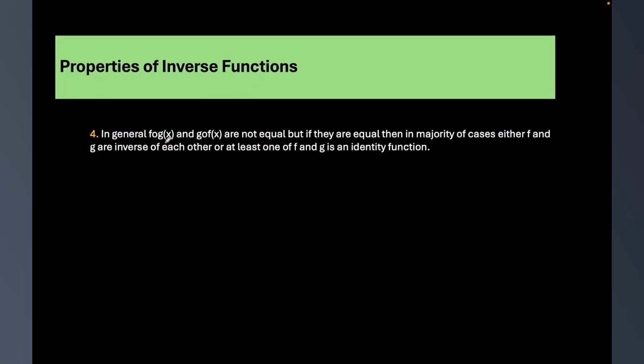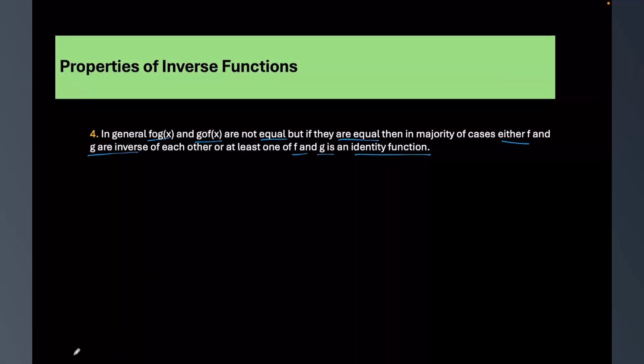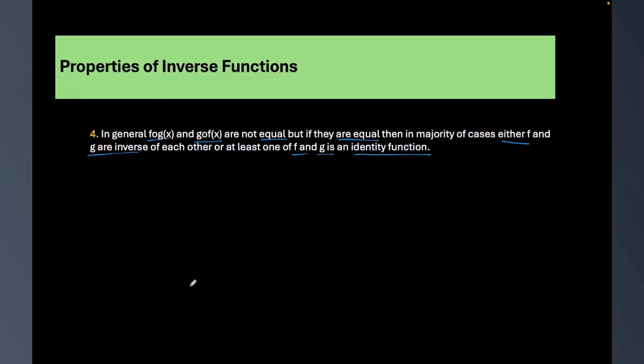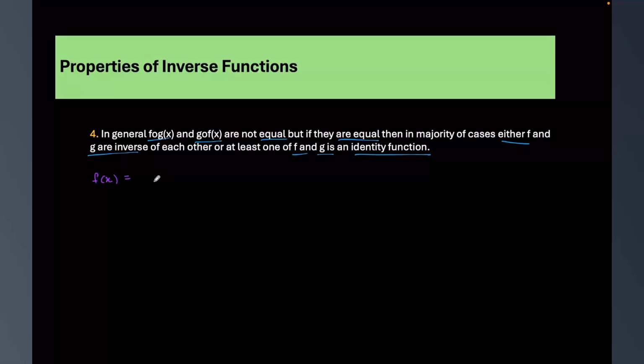All right, fourth. So in general, f of g of x and g of f of x are not equal. But if they are equal, then in majority of cases, either f and g are inverse of each other, or at least one of f and g is an identity function. All right, let me explain this with the help of an example. Okay, I'll take purple. So let's say our f of x is equal to ln x, right? Natural log of x. And our g of x is equal to e raised to the power x.